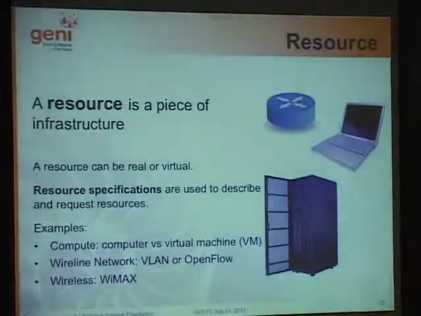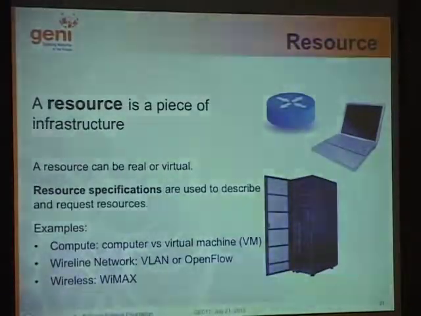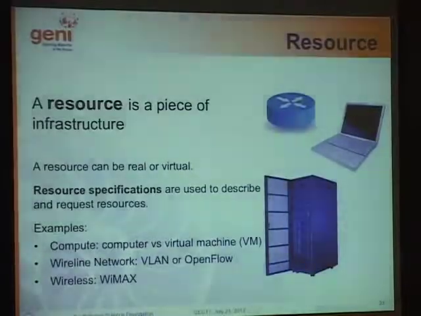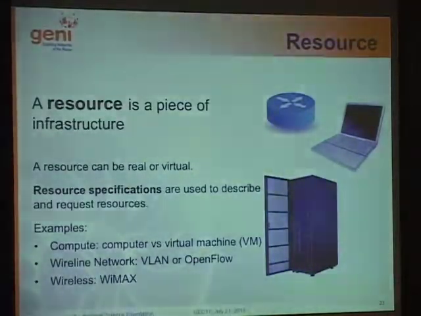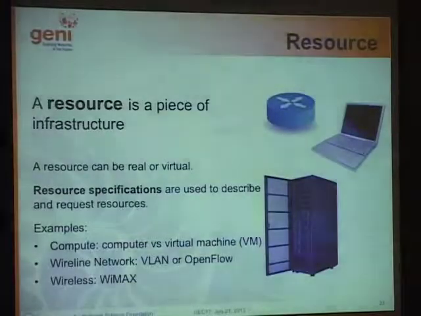Resources in GENI are described with something called resource specifications. They're usually abbreviated RSpec, big R, big S, and those are used to describe resources in a couple of different ways. So you'll hear that term a lot, and we'll use that term a lot, just so you know what that is. It's just a file that says what resources do I have.